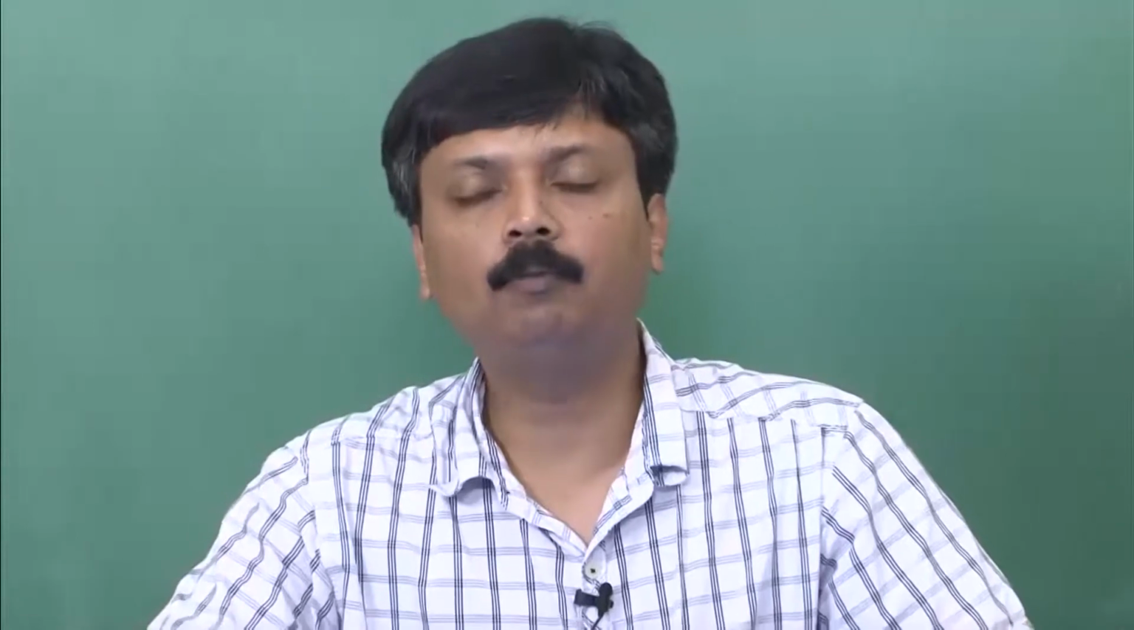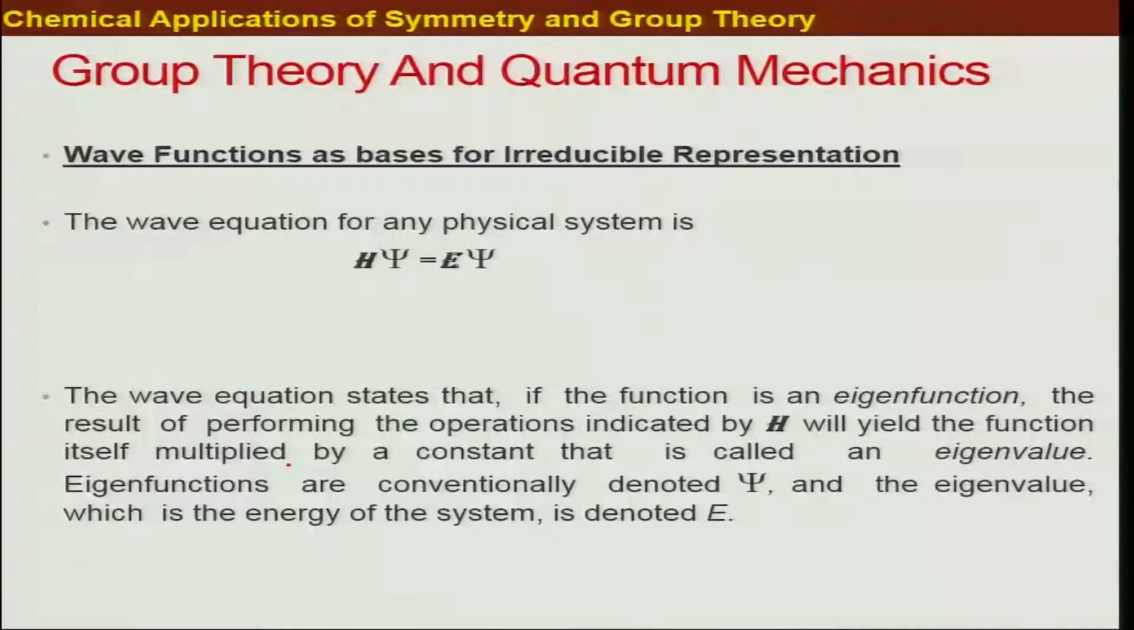Because it's not always possible to form a huge matrix, and ultimately we are going to use the characters, not the matrix. So if by some way we can evade forming a large matrix and directly find out the character, that will be immensely helpful. So quickly I will give you an example of how to do that.